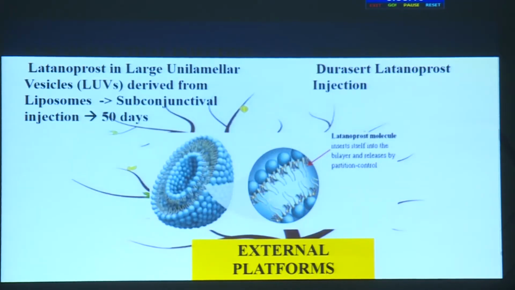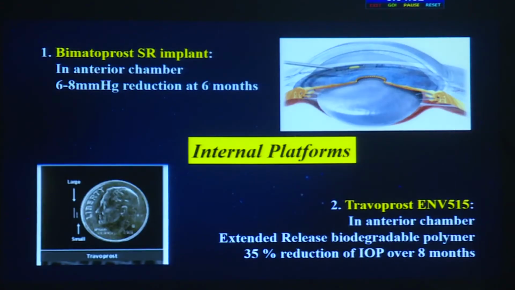Now the latanoprost in a large unilamellar vesicle is derived from liposomes, and it is given as a subconjunctival injection, the effect of which lasts for 50 days, and this provides us a very good external platform. Another is the Durasert latanoprost injection, which also works over a longer period of time. Now what about the internal platform? Sustained release bimatoprost implants are being worked on, and I think the phase 3 trial has been completed. It is implanted into the anterior chamber, reduces the intraocular pressure by 6 to 8 millimeters of mercury, and works for 6 months.